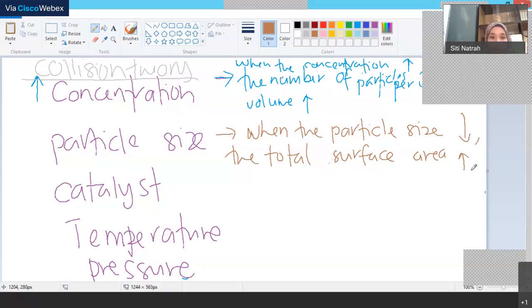So before you write that the rate of reaction, you have something next yang kamu kena cakap, the frequency effective collision increase. Okay, sebab dia orang akan berlanggan-langgan antara satu sama lain. Okay. Now untuk catalyst pula.